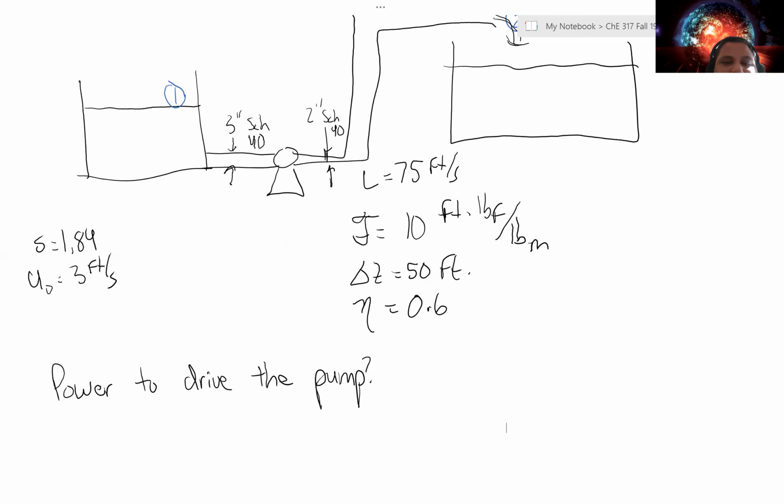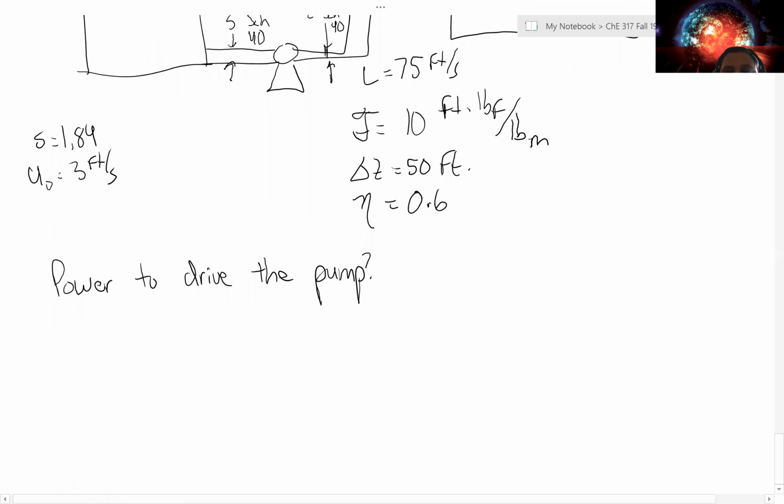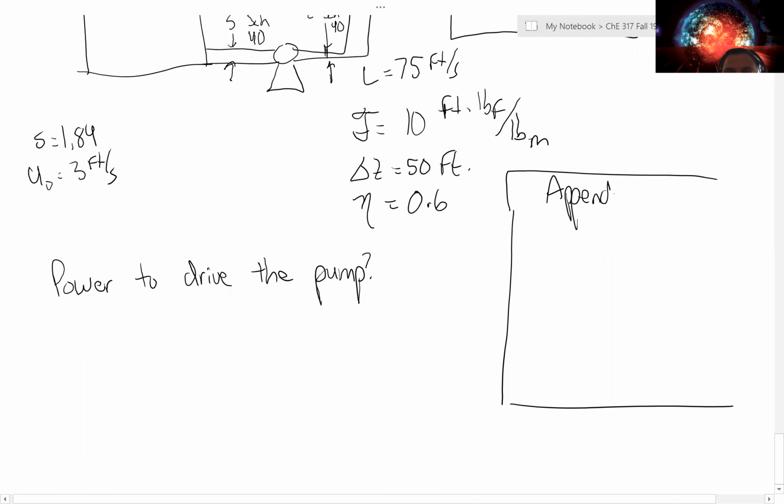For example, in the appendix, which I'll write here, this is Appendix 3 in the 7th edition, a 3-inch Schedule 40 pipe has an actual inside diameter of 3.068 inches. Whereas a Schedule 80 pipe, which is another standard that it presents, only has an inner diameter of 2.9 inches.